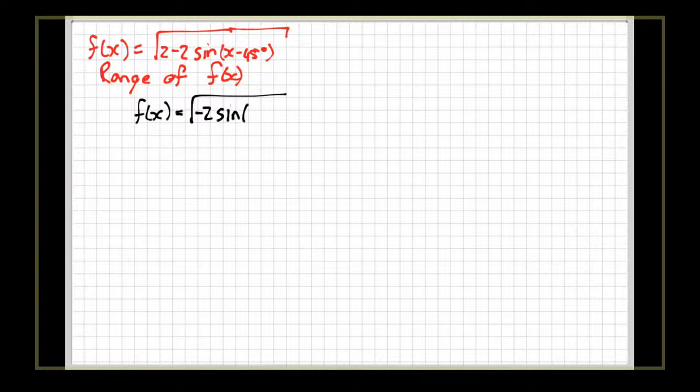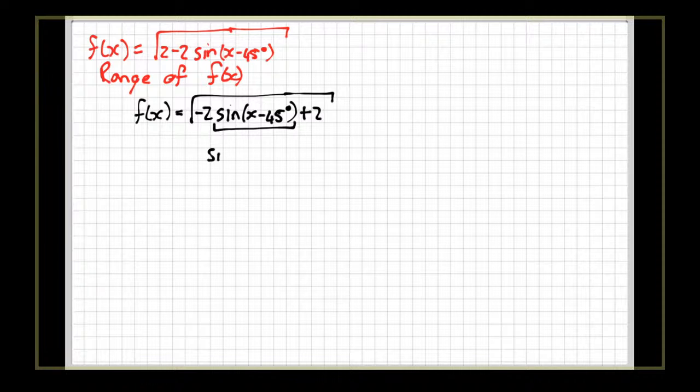So negative 2 sin(x minus 45) plus 2, just all under a square root. Resist the temptation, please, of breaking that thing up into the compound angles. Please, you're going to make life intensely difficult for yourself. Let's have a look at this sin(x minus 45).